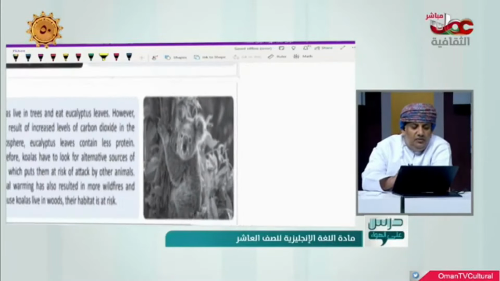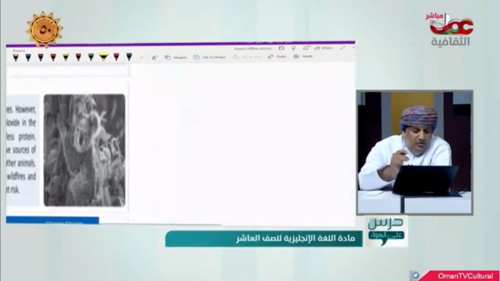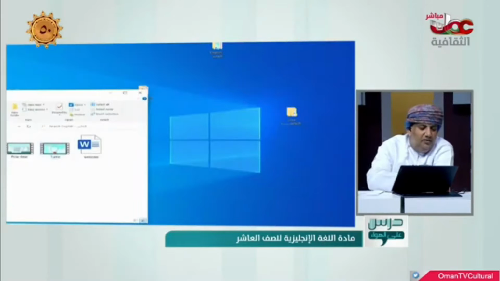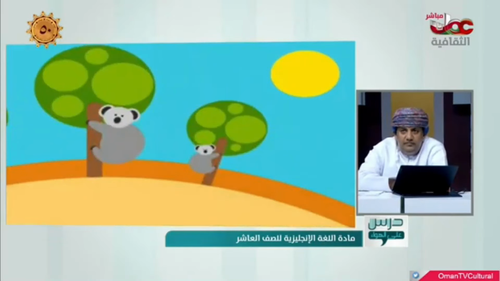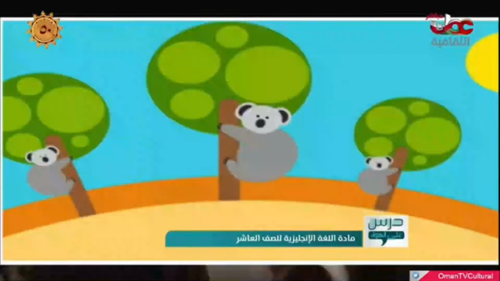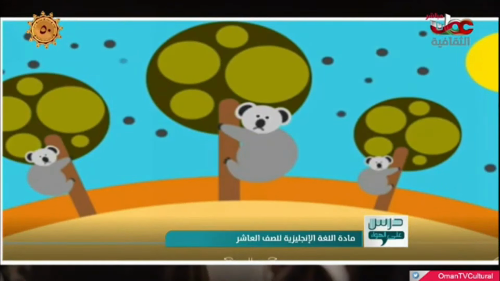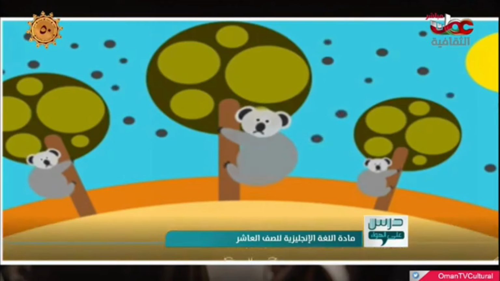Let's go to the koala. But before we go to the koala, let's watch a short video, the last one, about the koala. Take the koala, for instance. Its habitat is eucalyptus forests, and its main food is the leaves of the trees. But too much carbon dioxide in the air changes the chemical composition of the eucalyptus leaves, making them toxic to koalas and threatening these highly specialized marsupials with extinction.